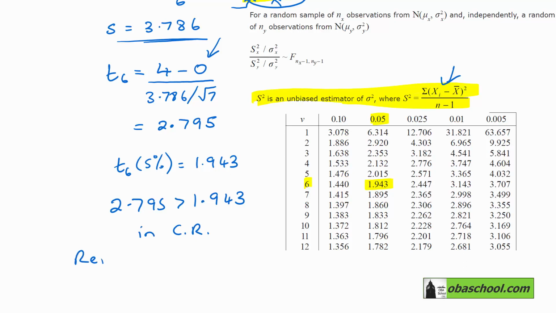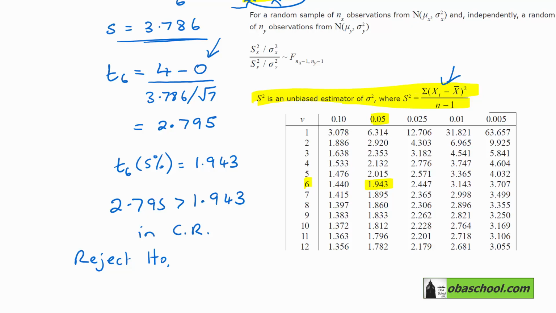And so what should we do? We should reject H0. And we should state that there is evidence to support doctors' belief that resting heart rate has dropped after the exercise program. And it's important that you state something along those lines.